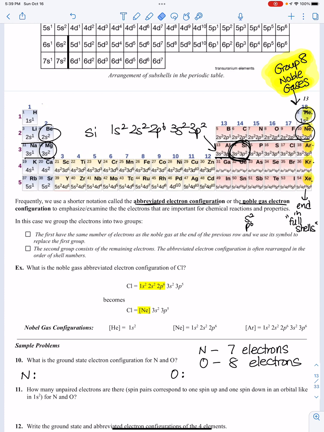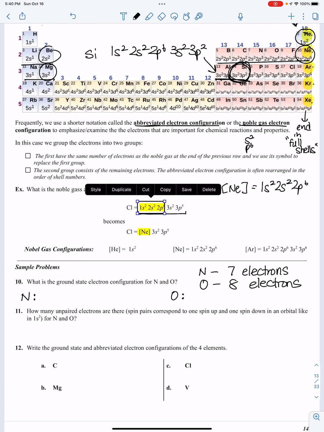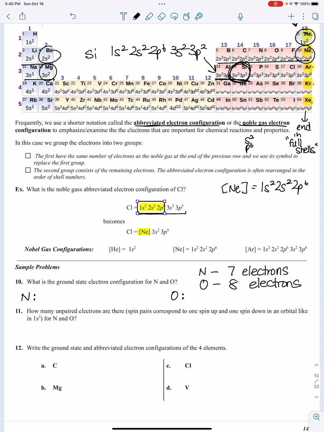They are completely full. Sometimes if I write a really long electron configuration, let's say I'm a chemist trying to save myself time and space here. Instead of writing out this really long electron configuration, I will notice that neon's electron configuration is 1s2, 2s2, 2p6. So any elements that have this beginning electron configuration, I could just remove it from the electron configuration and write neon in brackets. Here we go, it's writing neon in brackets.